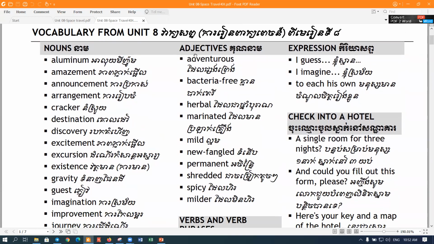Okay, now learn about the adjectives. Adventurous, bacteria-free, herbal, marinated, mild, newfangled, permanent, shredded, spicy, milder.